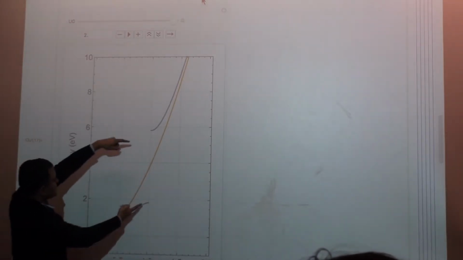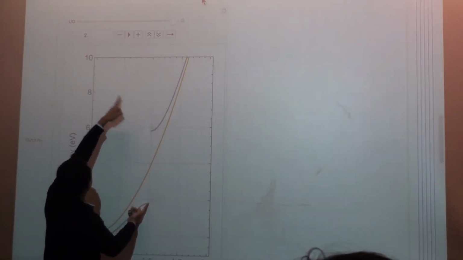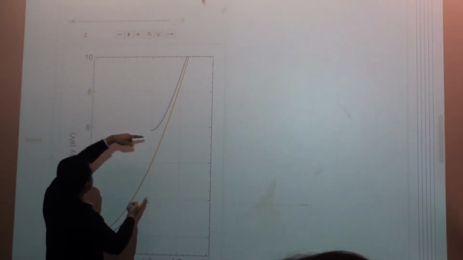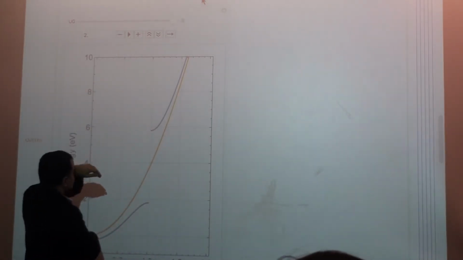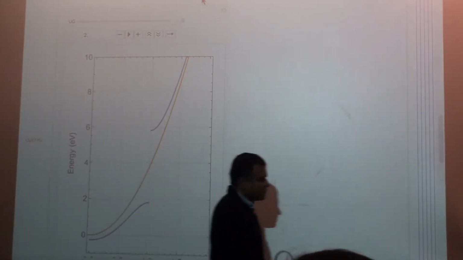More importantly, the splitting here is exactly, so you see UG, I've turned it up to 2. Splitting is exactly 2 times 2, which is 4, because the gap is 2 times that. Right? So at all points.